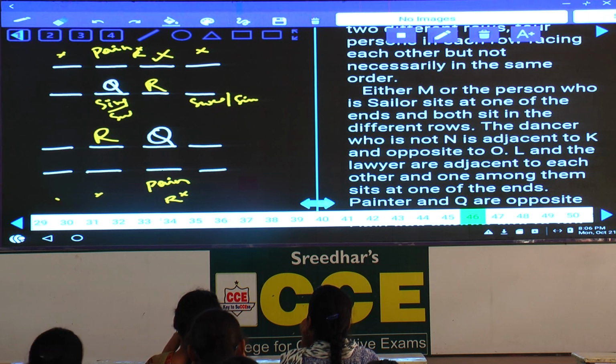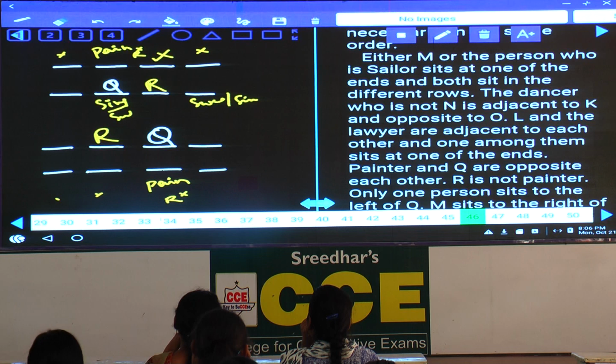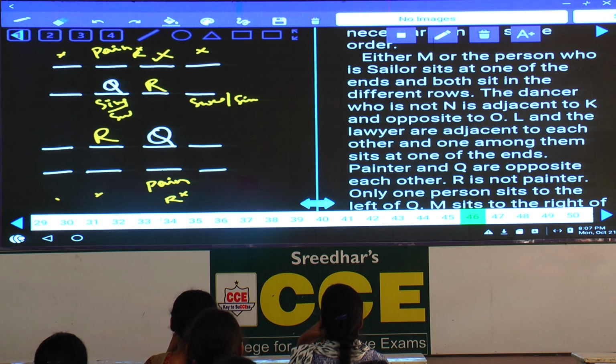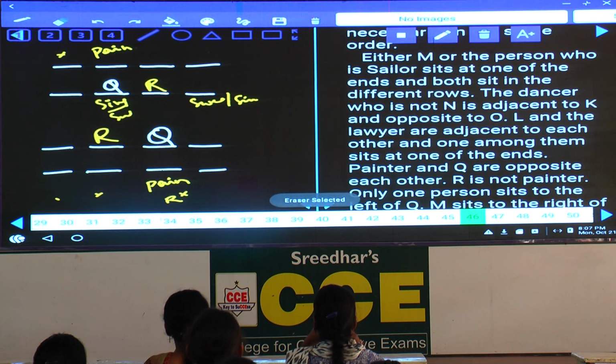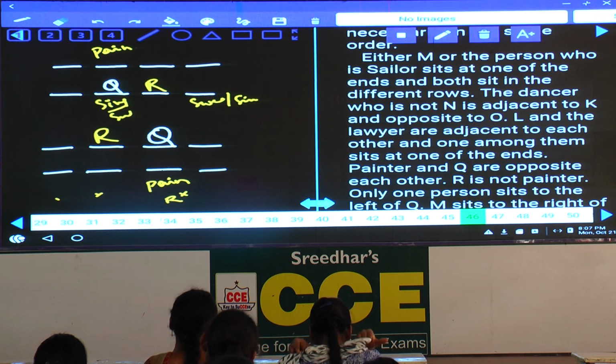And dancer who is not N is adjacent to K and opposite to O. Now who is the dancer? Dancer who is not N. Dancer who is not N is adjacent to whom? Is adjacent to K. At the same time, dancer who is not N is adjacent to K and it is opposite to whom? Opposite to O.